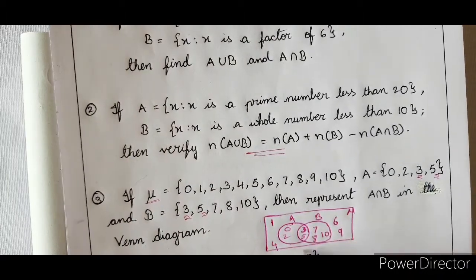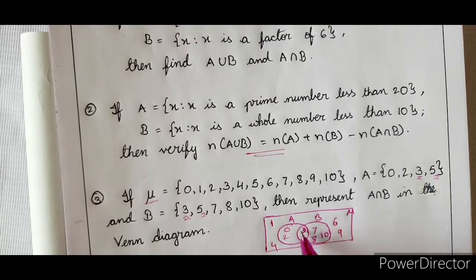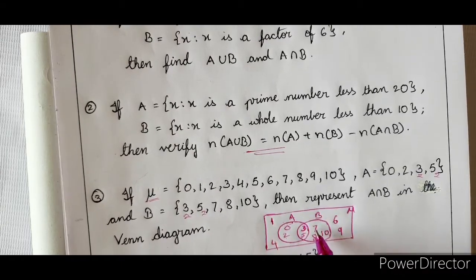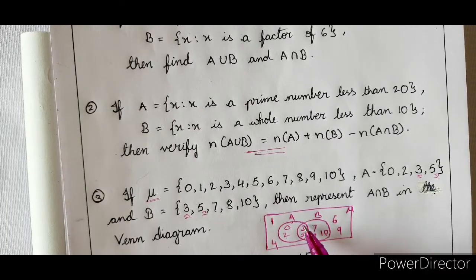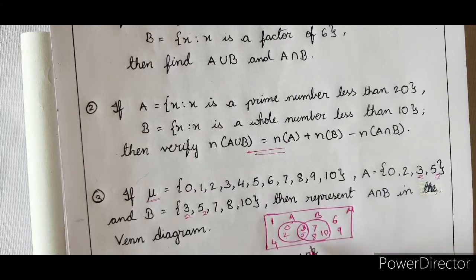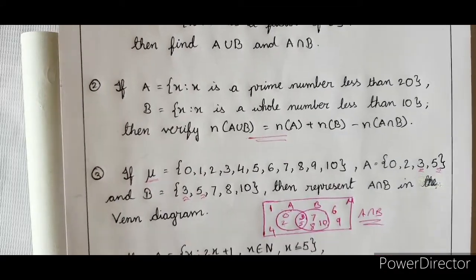The universal set will comprise all the elements, and within it A is a set which has 0, 2, 3, 5, and B is the one which has 3, 5, 7, 8, 10, where 3 and 5 are common in both. So therefore this is the intersection. This is A intersection B. Please draw it.